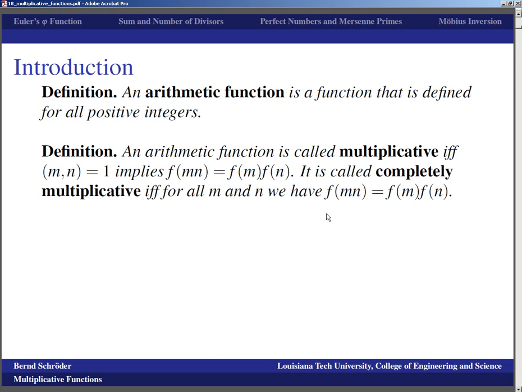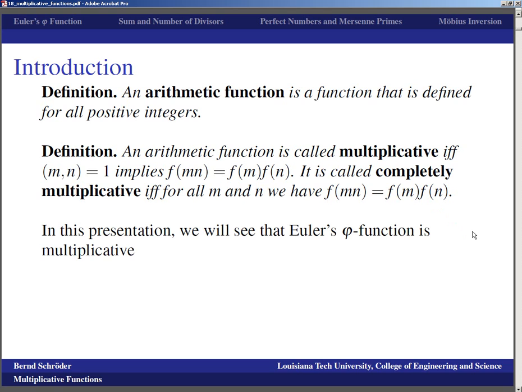A function is called completely multiplicative if and only if we have this property for all m and n. So if for all m and n we have that f of m n is equal to f of m times f of n, that is substantially more rare to occur, and we're not going to see it very often here. So in this presentation we will see that Euler's phi function is multiplicative.